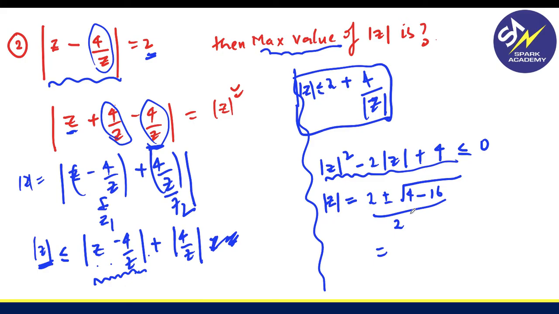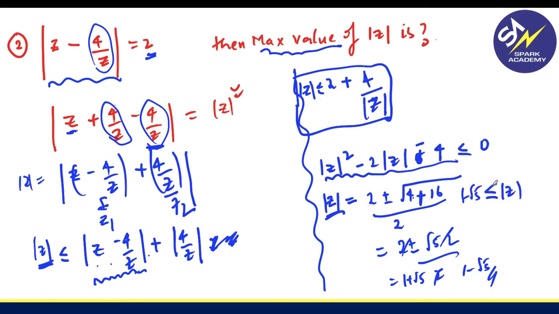Understood? So minus b is 2 plus or minus. Okay, this is minus 4. Pardon. So this will be plus 16. So 2 plus or minus root 20, I can write it as root 5 into 2. So what is this basically? Now, this is 1 plus root 5 and you have 1 minus root 5. So basically, I can say mod z will lie between 1 minus root 5 and 1 plus root 5. Understood? So the maximum value will be what? This part, which is 1 plus root 5. So root 5 plus 1 is the final answer.